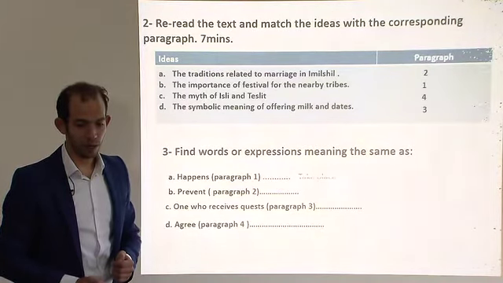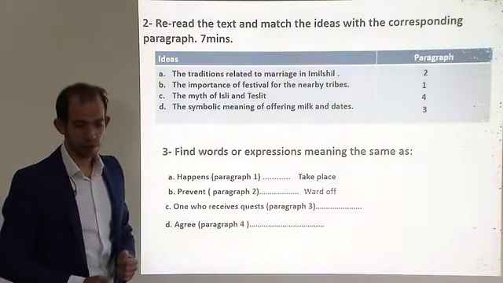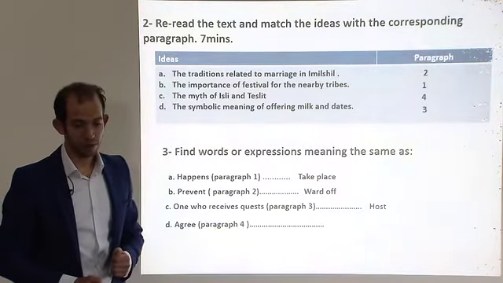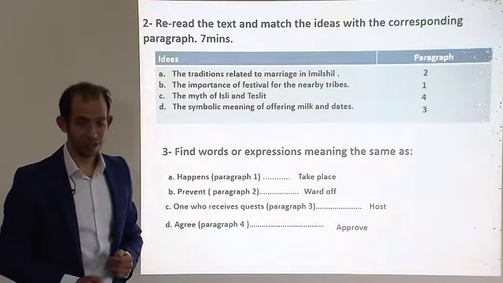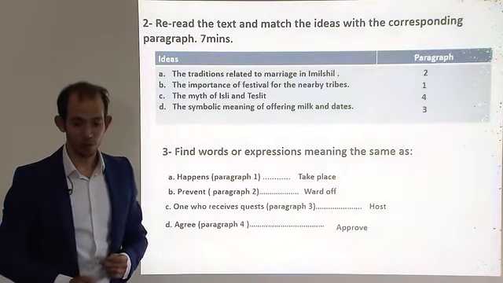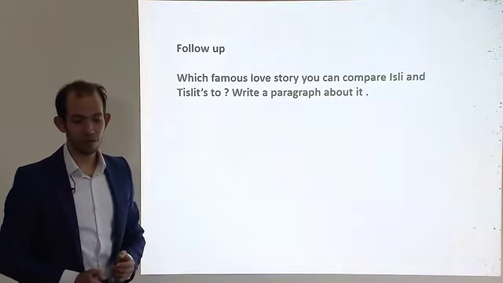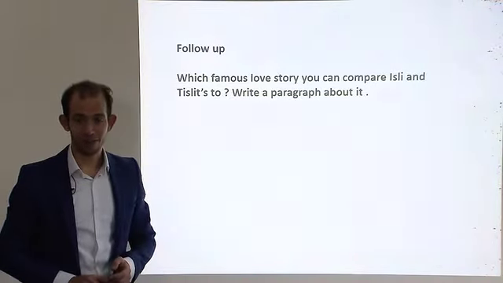So for number 1, for happens, it's takes place. For prevent, to ward off. One who receives guests is a host. And agree means to approve. The follow-up: which famous love story can you compare Isli and Tislit to? Write a paragraph about it.